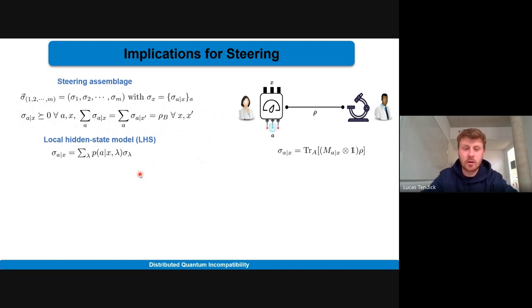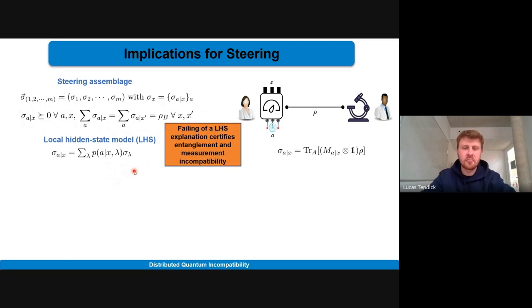It's very similar to a local hidden variable model in Bell nonlocality, where Alice answers according to this response function P, and Bob just receives these states sigma lambda. And if such a model exists, then there's no reason for Bob to believe that they share an entangled state. And also there's no reason for Bob to believe that Alice can actually perform incompatible measurements. So for Bob, it looks like Alice is just performing one measurement and some classical post-processing all the time.